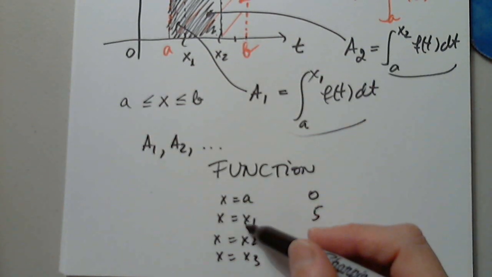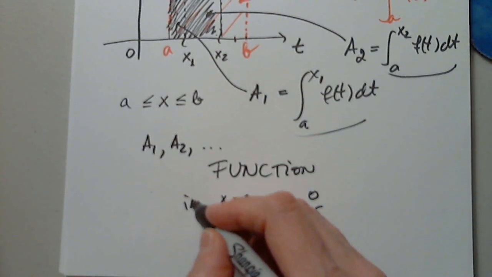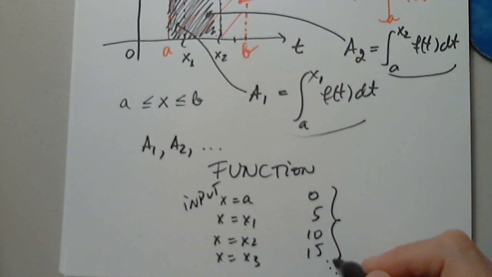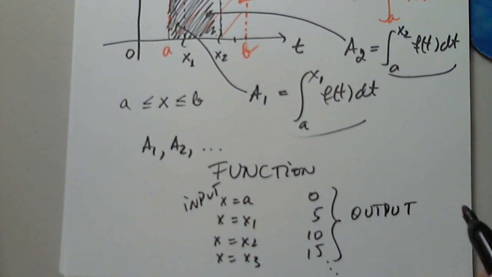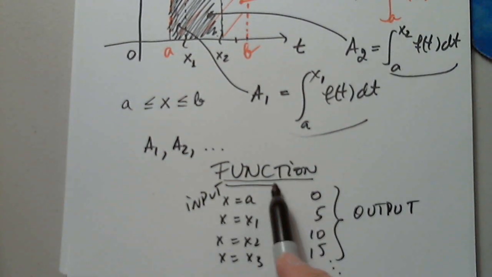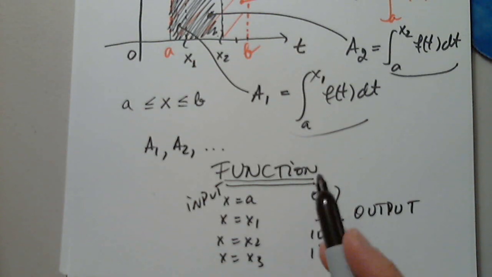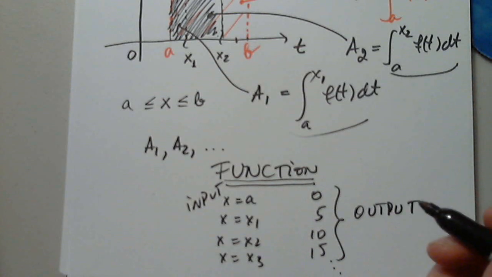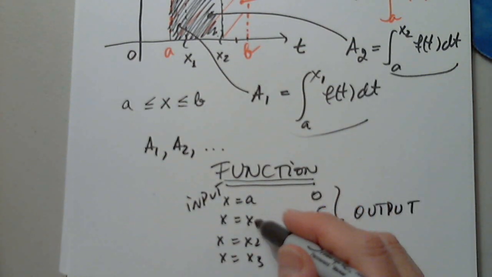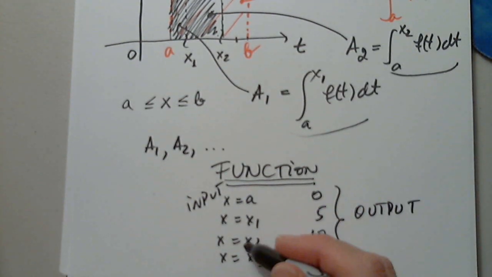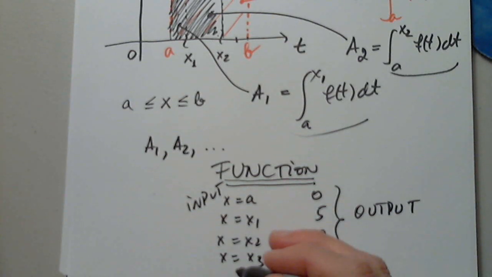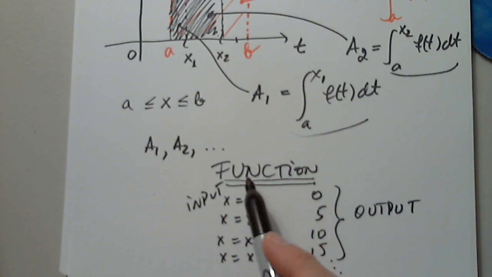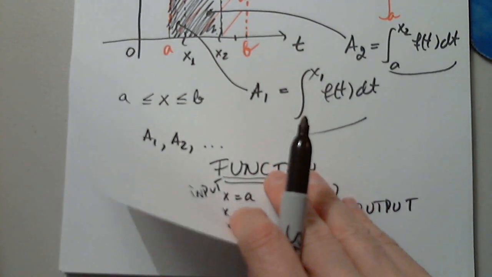So for every different input, I get a different output. And this is exactly what the function does. So if I have a function, I say, find the value of the function when x is 2, you'll give me an answer. When x is 3, you'll give me another answer. When x is 5, you'll give me another answer. So we created a function. Okay, so let's write the function.